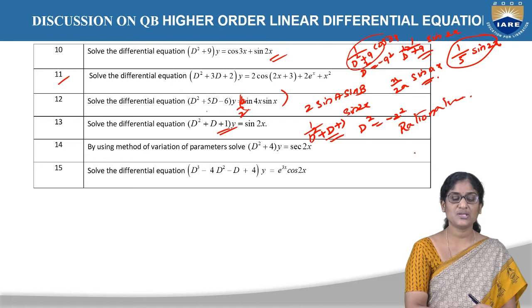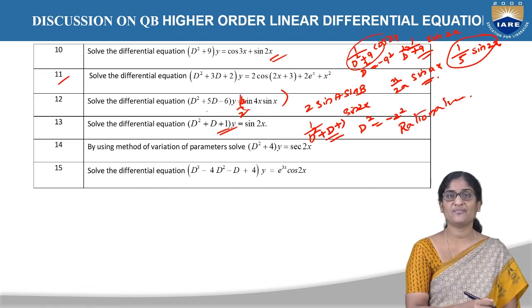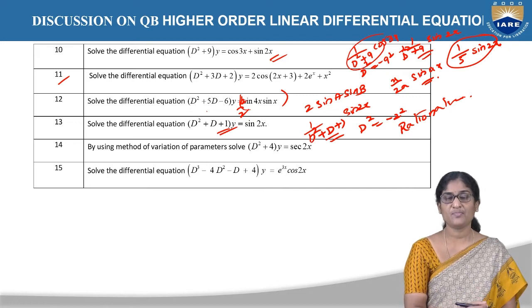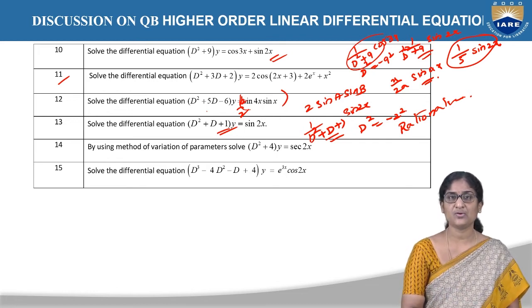Next, by using the method of variation of parameters, solve (D² + 4)y = sec 2x. So what is the method of variation of parameters? First we need to find the complementary function. In the auxiliary equation we will get two roots that can be converted to the complementary function, c1 u(x) + c2 v(x). So you take u(x) and v(x), find u', v', and find the Wronskian value.